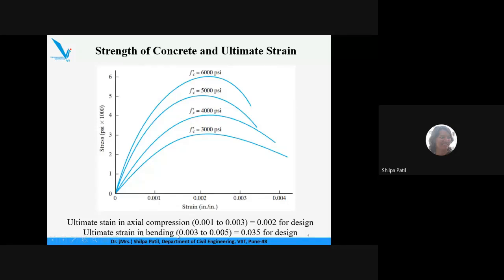strain in bending value, and that value normally ranges between 0.003 to 0.005, and for design purpose the value is taken as 0.0035. So these two values you need to understand very carefully, and keep these values in mind, because we use these values everywhere in the formulas. Okay, so the ultimate strain value for concrete for design purpose under axial compression is taken as 0.002, whereas the ultimate strain for concrete in bending for design purpose is taken as 0.0035.